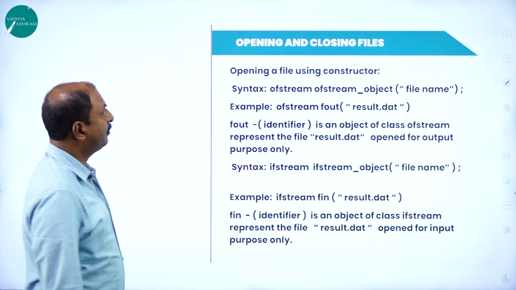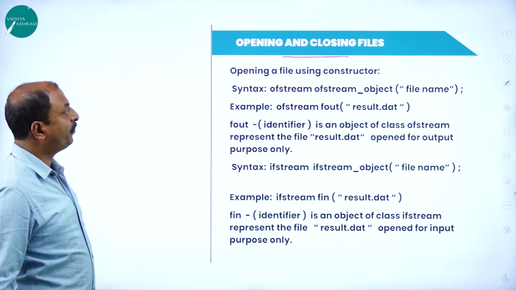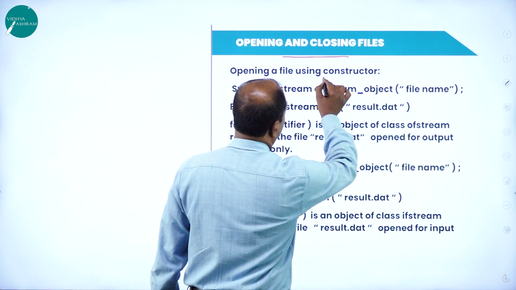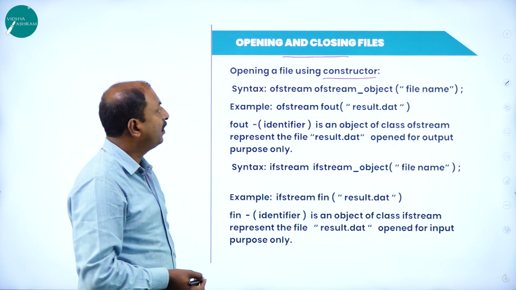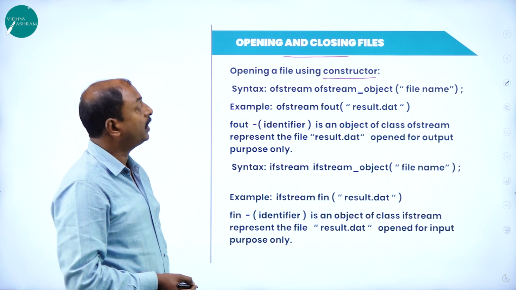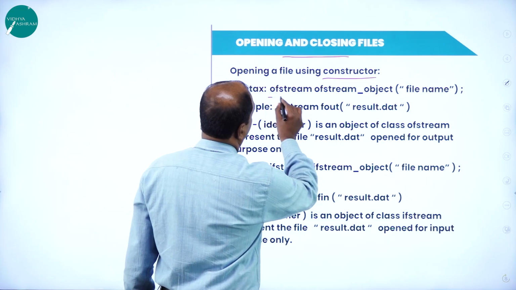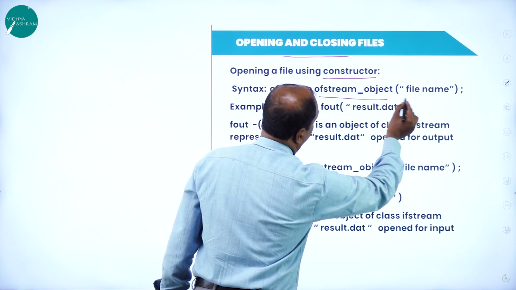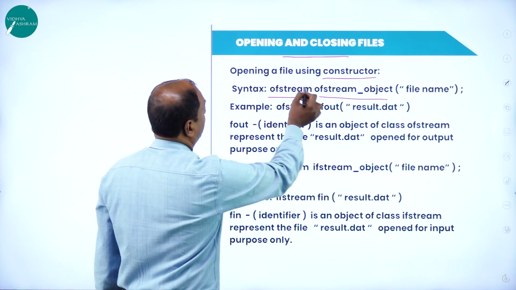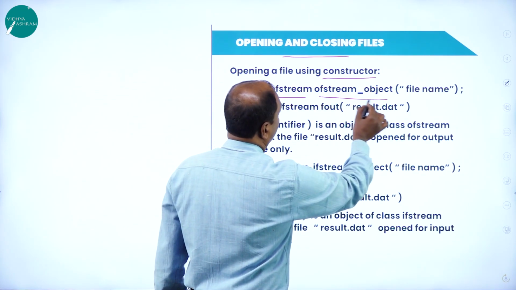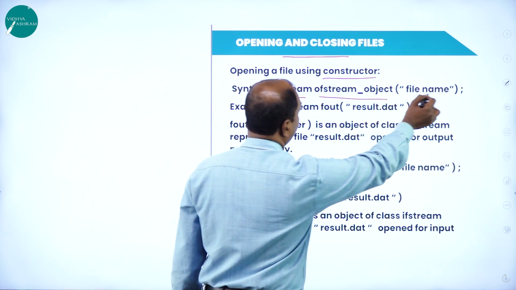In the next slide, we'll see opening and closing a file. So here, opening a file using a constructor. One of the methods is that we can open a file for either read mode or write mode with one of the functions. One of the methods is the constructor. The syntax is ofstream object and file name. Here we have learned in our previous slide, ofstream is a class and this is an object of this particular class ofstream, and here is the file name.